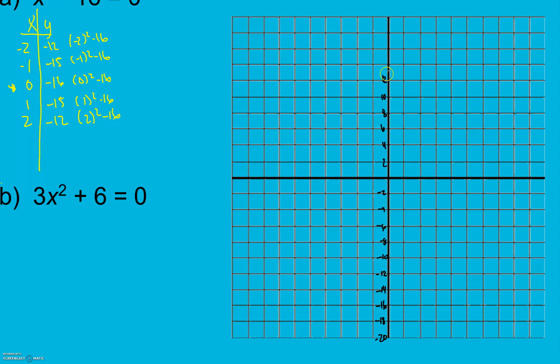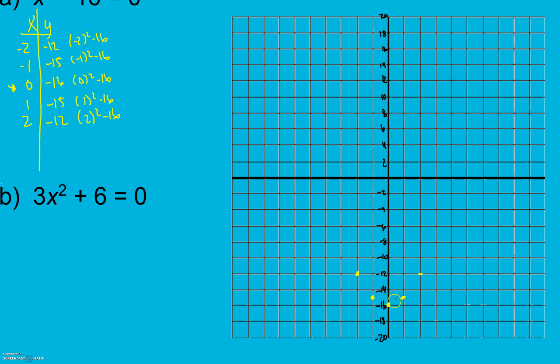And when we change our scale here, we do not have to change both scales to match. So I can change my y-axis without having to change my x-axis. Now to graph our points here, I'm going to go to negative 2, negative 12, negative 1, negative 15, 0, negative 16, 1, negative 15, 2, negative 12.